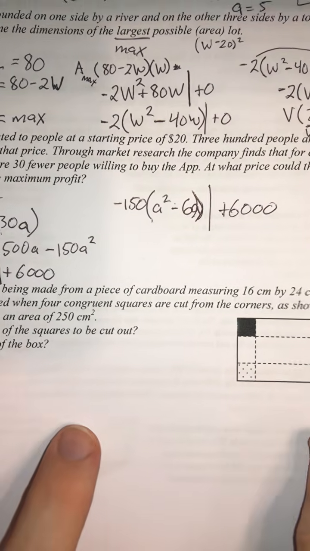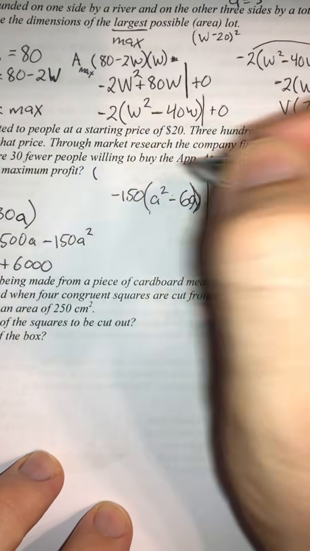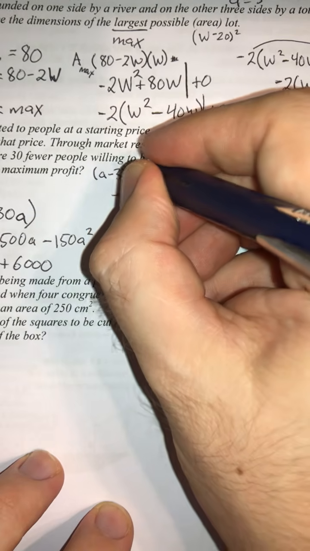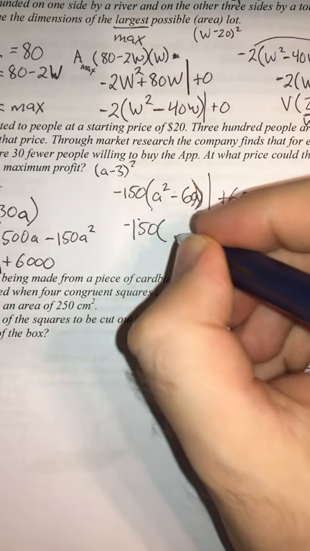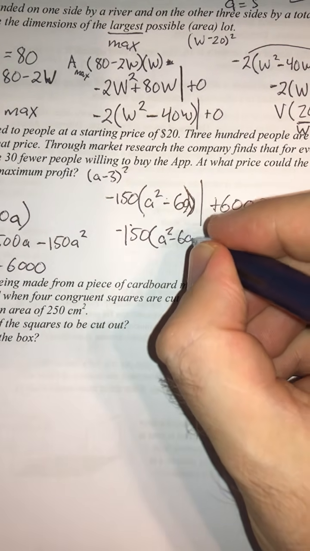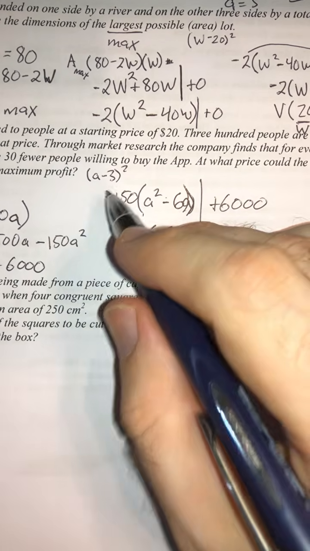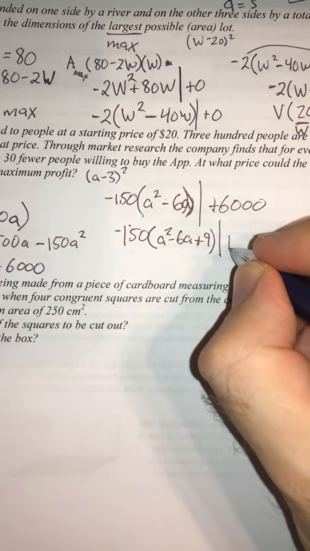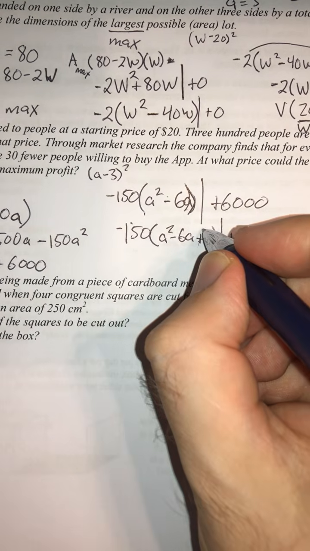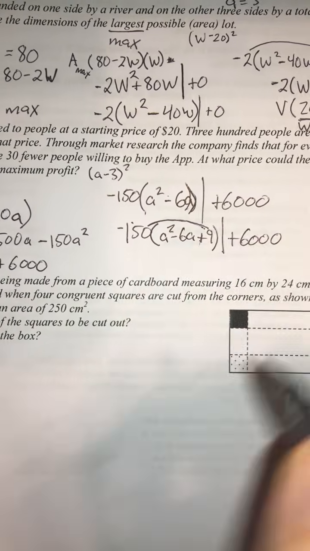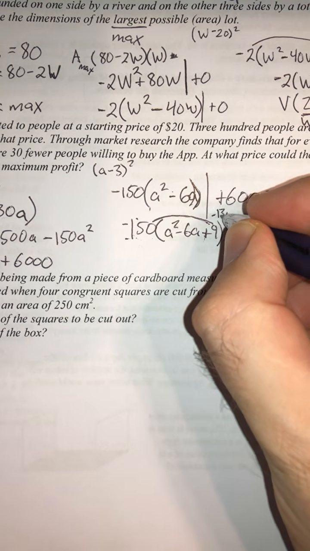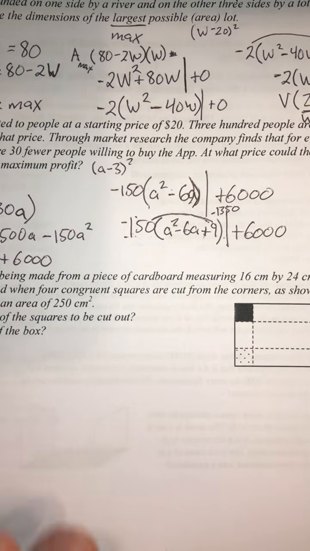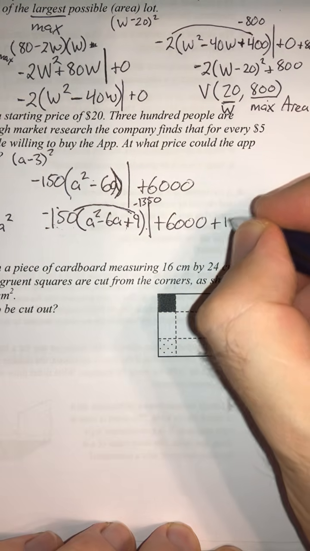So we want a perfect square here. The perfect square that I am wanting is going to be (a minus 3) all squared. That's what I'm looking for. So minus 150, (a squared minus 6a plus 9) if I were to actually do that square. And then I've got plus 6,000 over here. And I need to adapt to what I just did in the equation here. So negative 150 times 9. Essentially, what I'm doing is subtracting 1350 from this side of the equation. Therefore, I need to add that same amount to the other side.